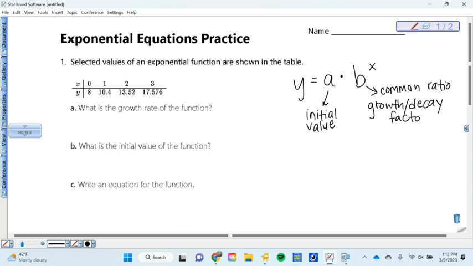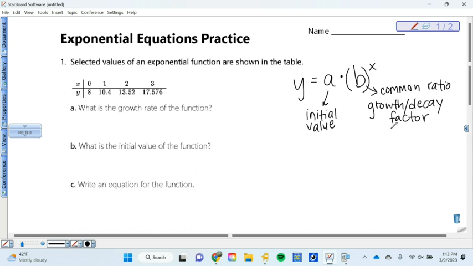Okay, so A, the number that doesn't have an exponent on it, that's our starting value or our initial value. And then B, the number that does have an exponent, usually in parentheses, I'm going to show you that right now. That B is our common ratio or our growth factor or decay factor, right? It's a growth factor if we're increasing, decay factor if we're decreasing, okay?